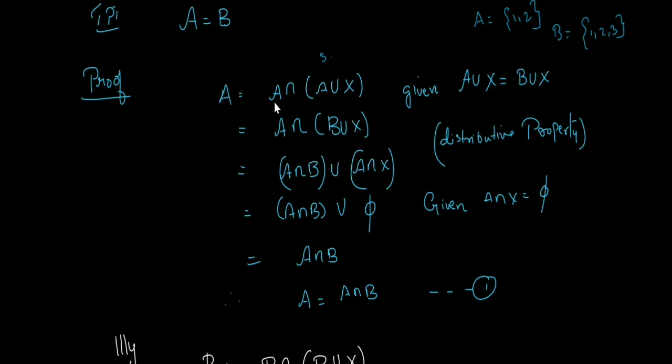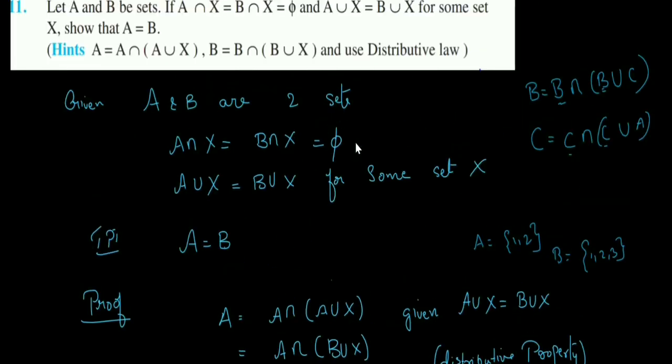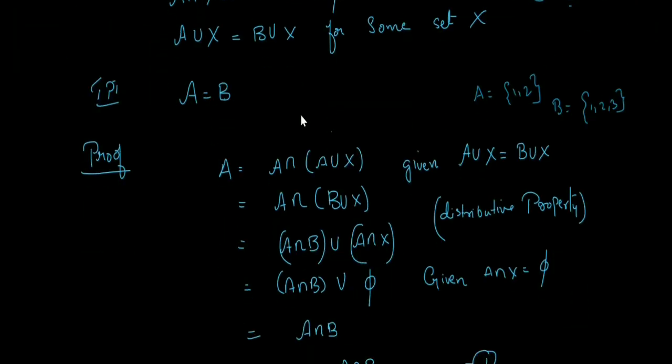That's why we have written A as A intersection (A union X). We replace A union X by B union X. Why? Because it is given in the question A union X is equal to B union X. So A union X is replaced by B union X.